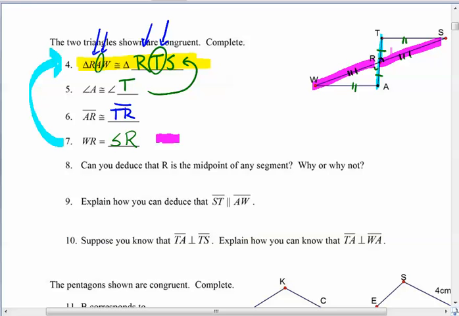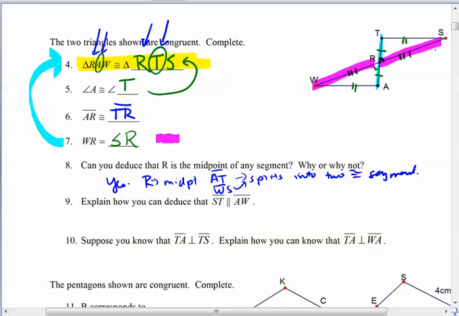Can we deduce that R is the midpoint of any segment? Why or why not? The answer to this is yes. R is the midpoint of AT, definitely AT, because it splits AT in half into two congruent segments. And anything else? Well, hey, look, WS. Also WS, same reason, splits it into two congruent segments, WR and RS.